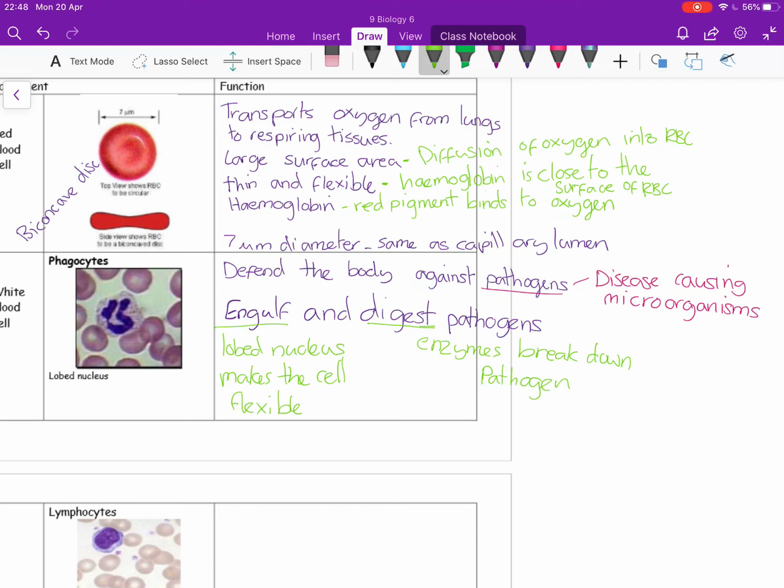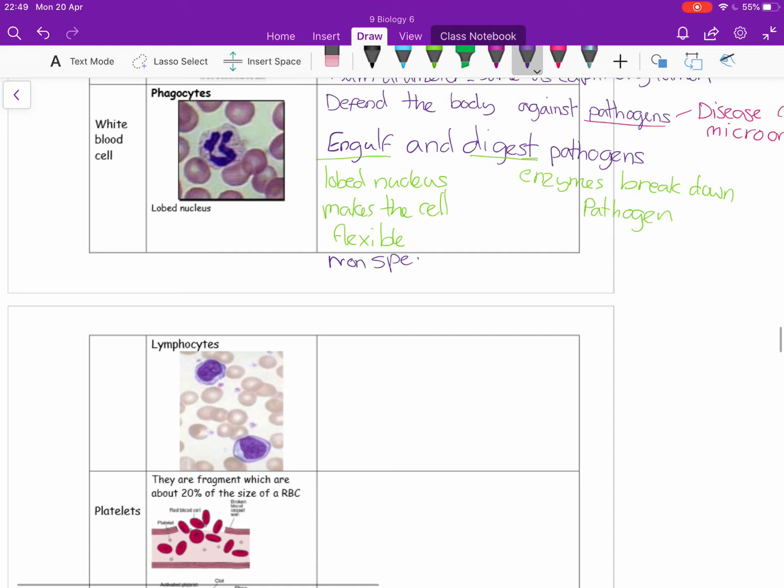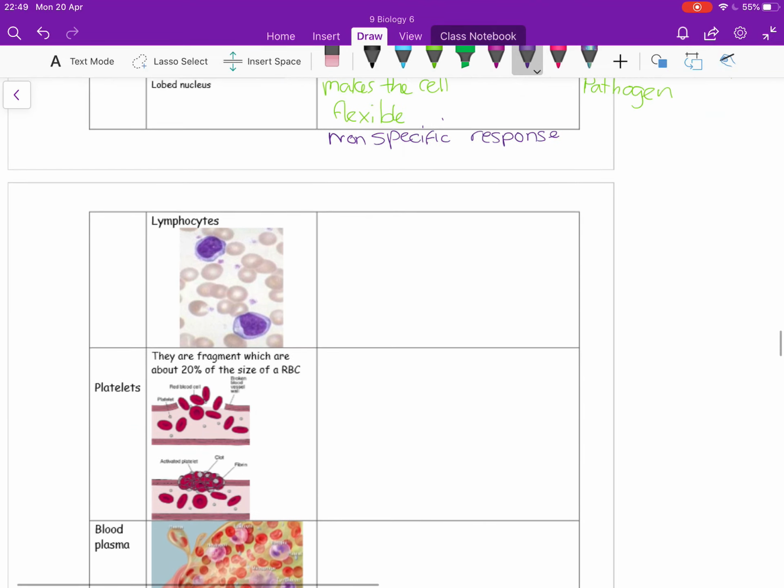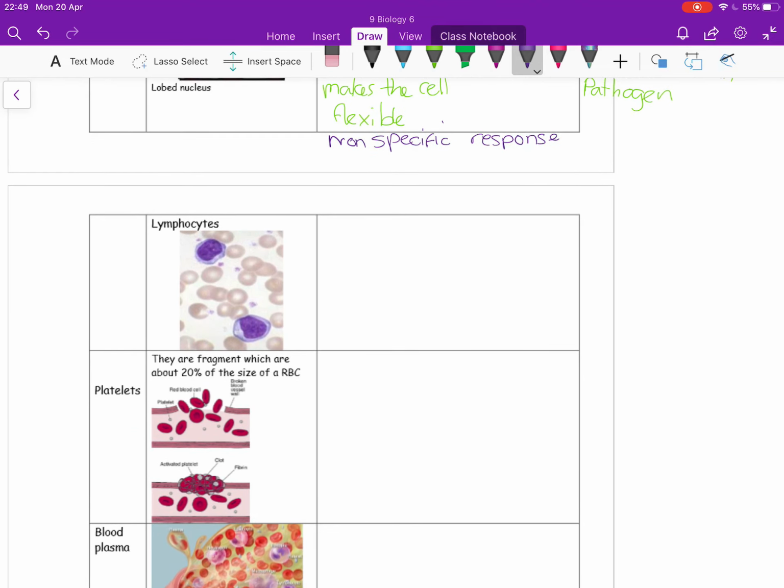So they'll use enzymes to break down the pathogen, and they'll either absorb and use the parts of the digested pathogen, or it might just be left as waste. The way that phagocytes do this is it's non-specific. So a phagocyte could engulf and digest a fungus or a bacterium. It doesn't have to be the same species.